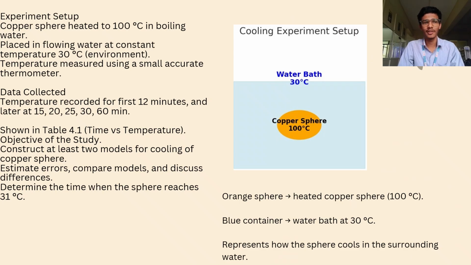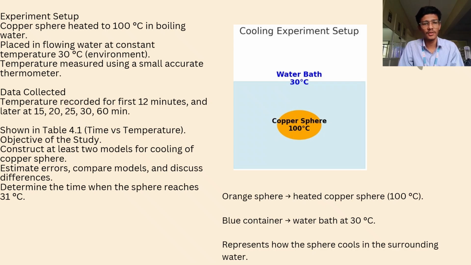So here is the experimental setup. Copper is heated to 100 degrees Celsius in boiling water, then placed in flowing water at a temperature of 30 degrees from the environment. Temperature is measured using a small accurate thermometer, then data is collected. Here is the data collected. Temperature is recorded in the first 12 minutes, and later at 15, 20, 25, 30 and 60 minutes, shown in the given table T1, temperature versus time.